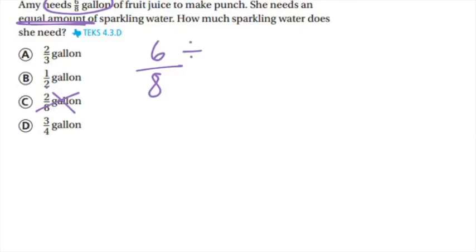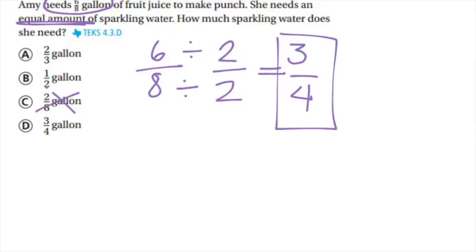So let's look at the fact that both of these are even numbers and divide by 2/2. So now I can go straight across. 6 divided by 2 equals 3. 8 divided by 2 equals 4. So my answer choice would be 3/4. Do we see that answer? We actually do. So we can select that one.